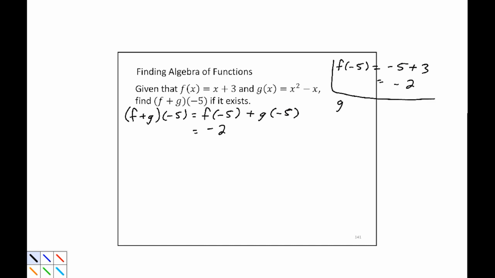Our next side note is g of negative 5. That would be negative 5 squared minus negative 5. So that would be 25 plus 5, because of the two negatives, which would be 30. So negative 2 plus 30, which would be 28. So f plus g of negative 5 is 28.